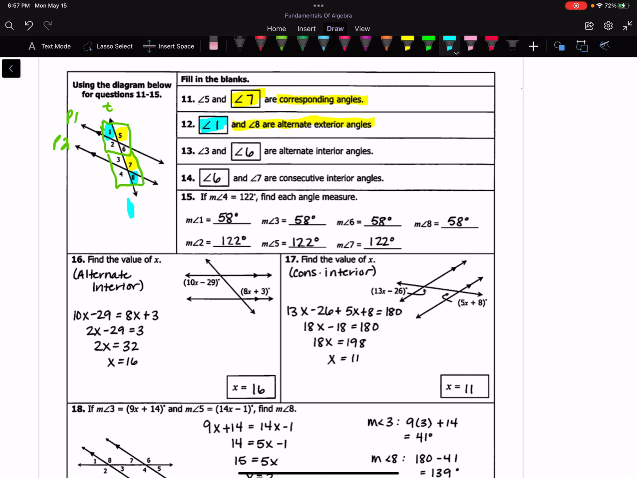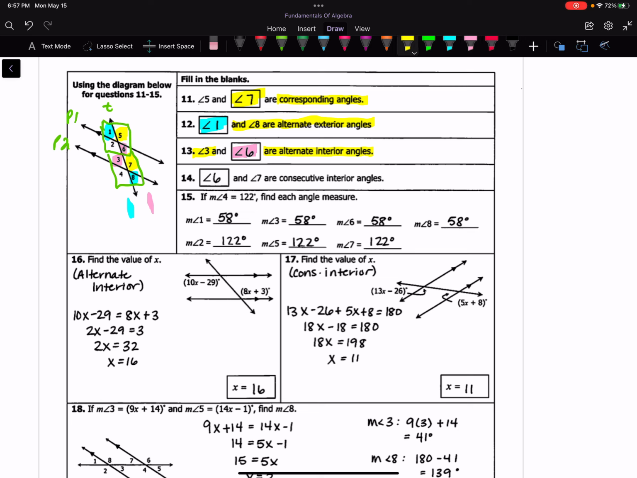3 and 6, alternate interior. So now we're looking at alternate interior angles to number 3. So let's take a look at number 3 in red. There's 3. What does alternate mean? Opposite sides. So we've got to be on this side of the transversal, and the opposite interior, it's got to be interior. So there's number 6.